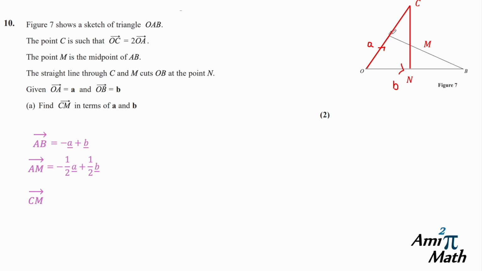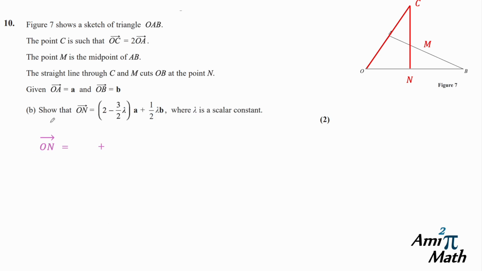And we know that C to A is A, because obviously OA is A and OC is 2 of OA, so this would also just be A. So you do minus A plus this AM here, and if you expand that out, you get minus 3/2A plus half B equals CM. Show that O to N equals 2 minus 3/2 lambda A plus half lambda B, where lambda is a scale constant.